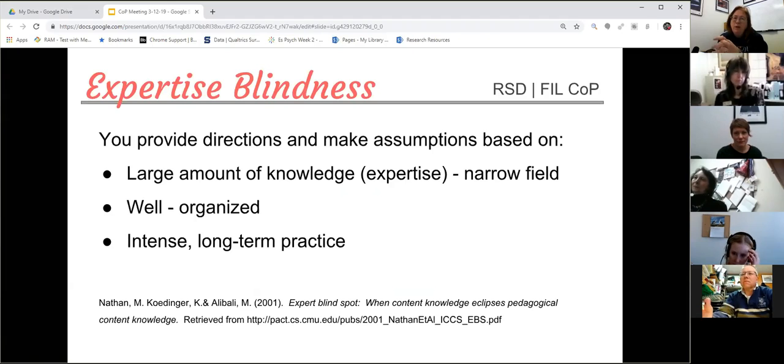We have a well-organized schema, a well-organized image of what all of this information looks like for us. And we've had this intense and long-term practice. Even if you are fresh out of grad school, you've spent years looking at a particular topic. And as an expert, you're able to make connections. You're able to organize information into patterns. And it's hard to understand or to remember what it was like not to have that knowledge and not to have those connections, because those connections are made for you.